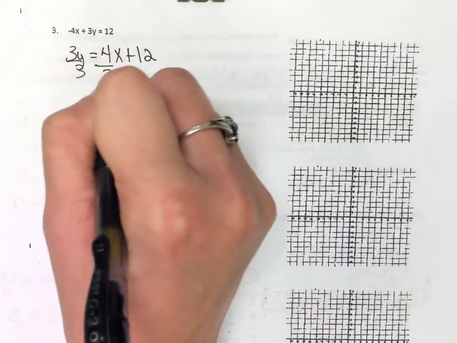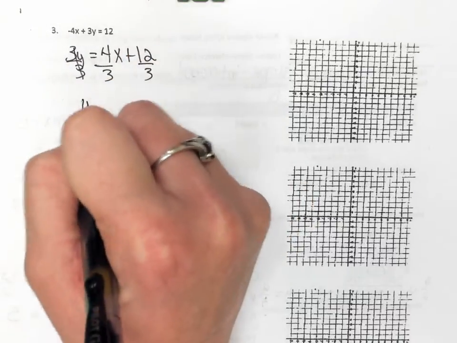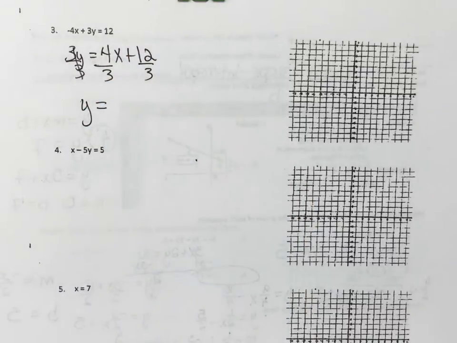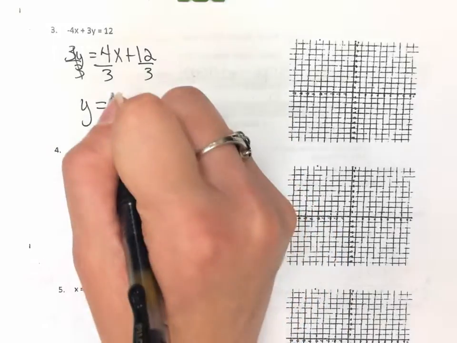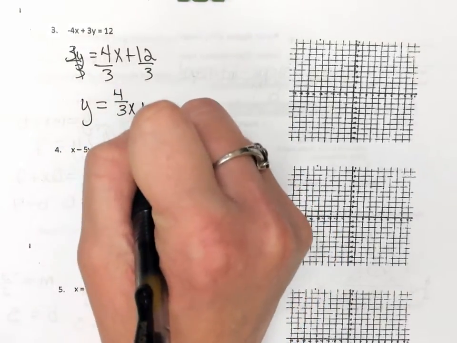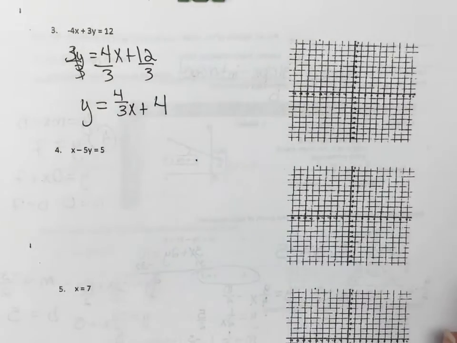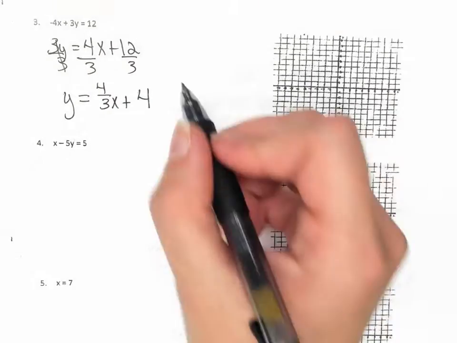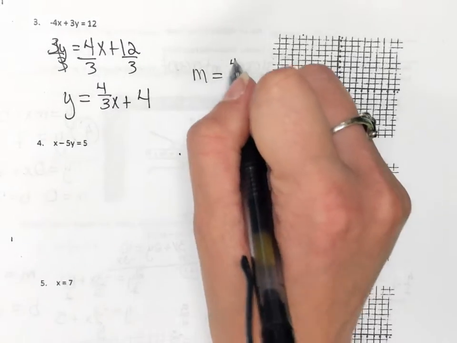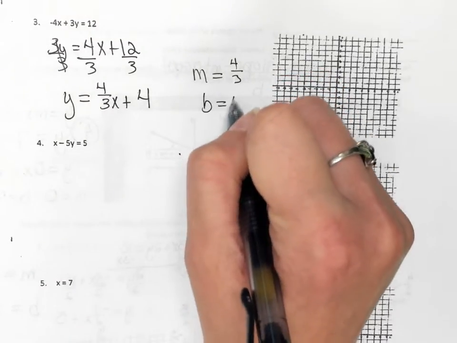Perfect. Oh no! 4 over 3 is not a whole number. Is that a problem? It's okay. That's my slope, right? Leave it alone. And then 12 divided by 3 is 4. So my slope is 4 over 3, and my y-intercept is 4.